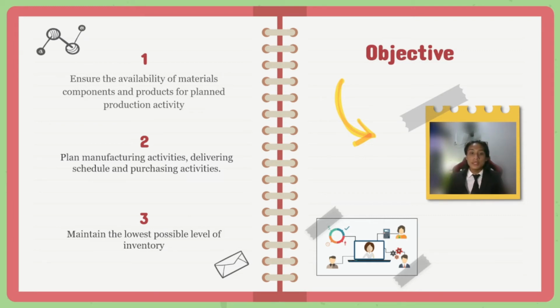So, the first objective of MRP is to ensure the availability of materials, components and products for planned production activity. This is because it identifies material quantities, work in process batch sizes and packaging lead time. What is packaging lead time? Okay, packaging lead time is the time it takes for the manufacturer to make the packaging.